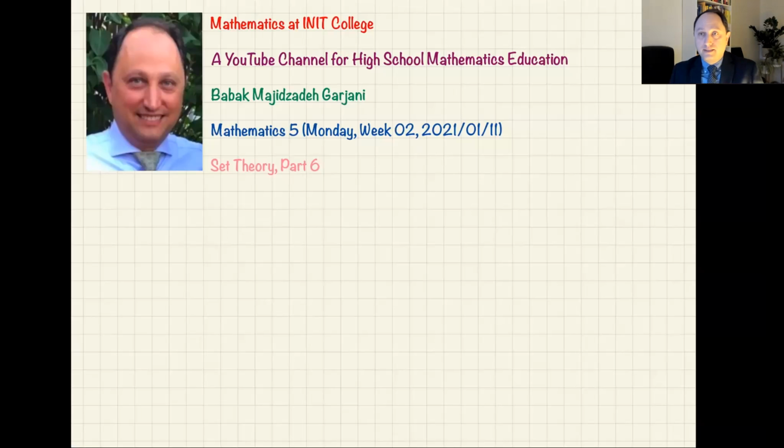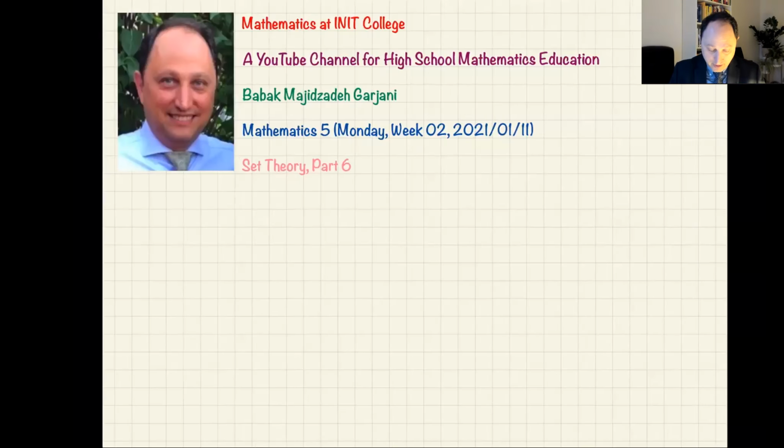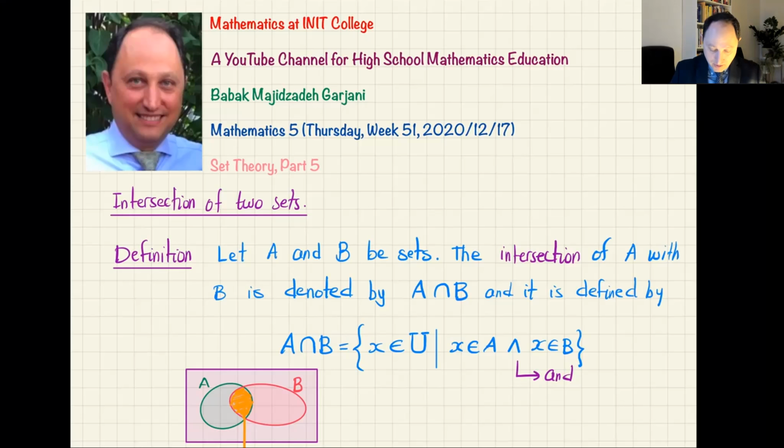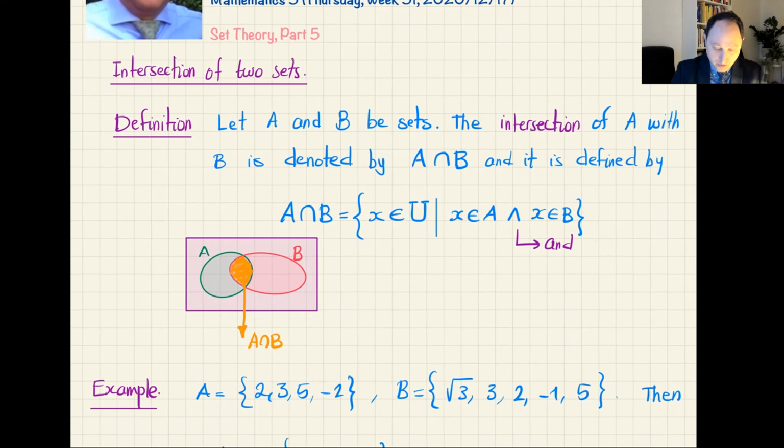Okay, so we want to continue our lesson regarding set theory. If you remember, the last thing that I talked about before the break was the operations between sets. The first operation that we introduced was the union between two sets. And then after that, we started talking about another operation between two sets. That's the intersection of two sets. So let me start reviewing that part a little bit.